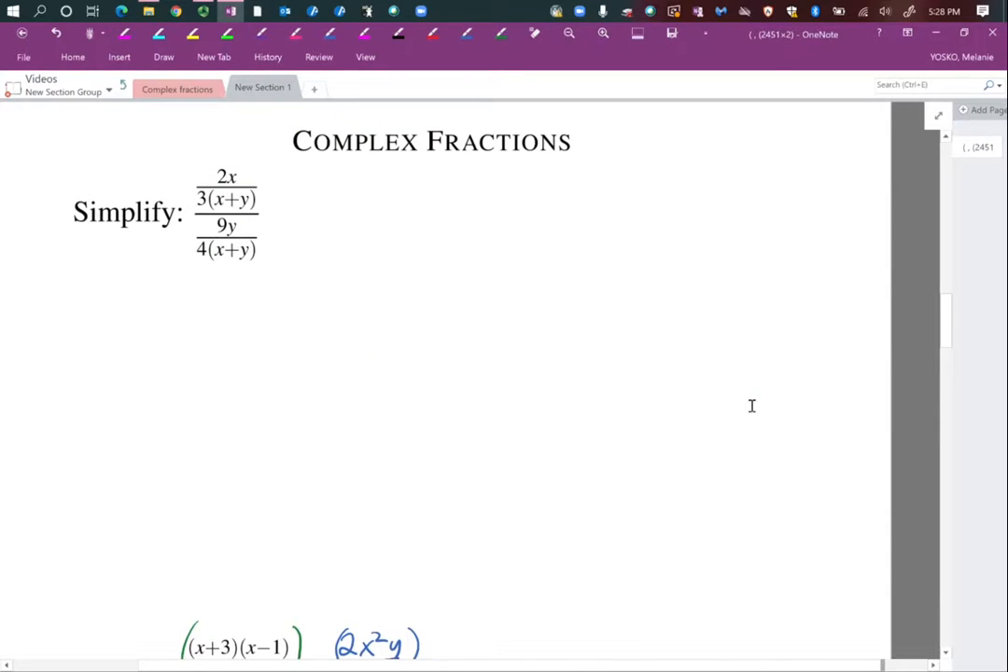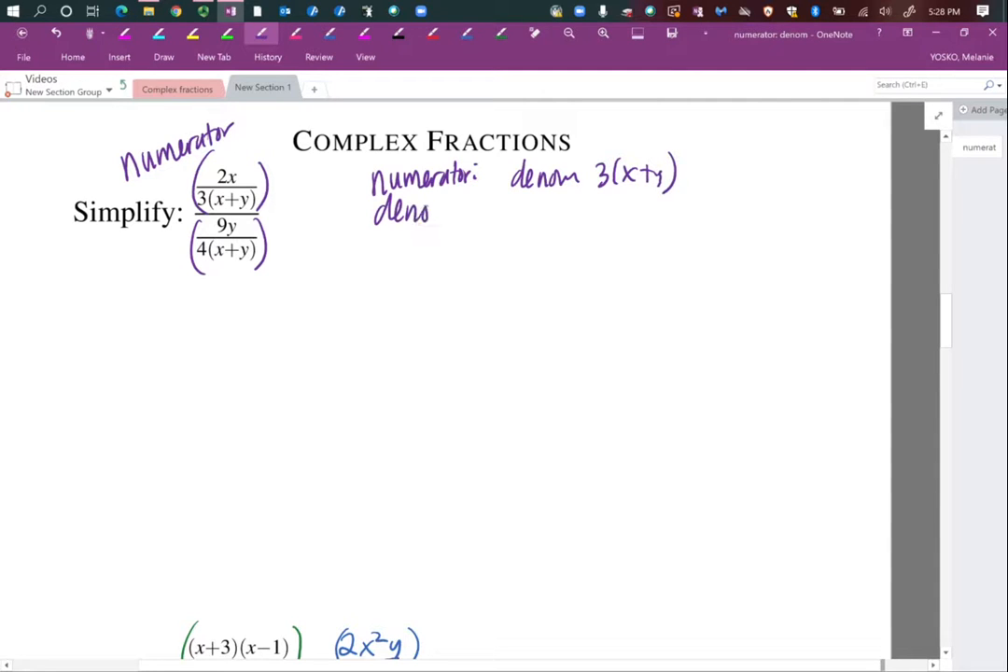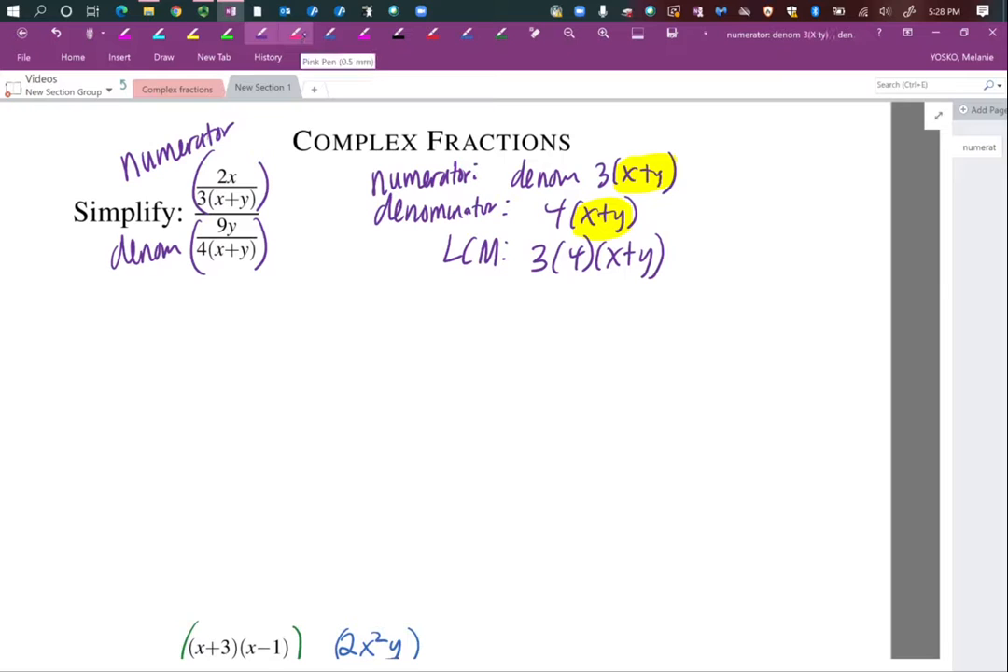Let's try another one. If we look here for the least common multiple, here's the numerator, here's the denominator. If I look at the numerator, there's only one. It's 3 times x plus y. And if I look at my denominator of the big fraction, it's 4 times x plus y. So if I want the least common multiple of both of those, they both have an x plus y in common, but I have to include the 3 and the 4 and the x plus y. Okay, so I'm going to multiply through here, like we did before, by the LCM over the LCM.